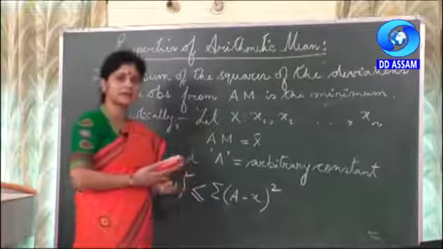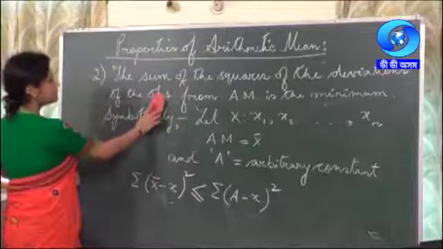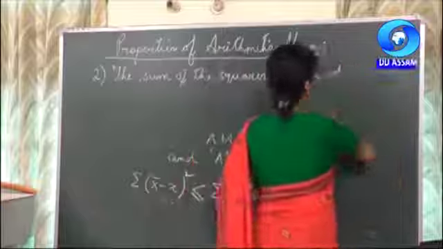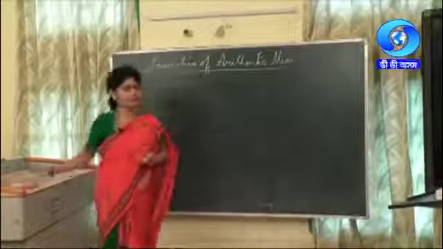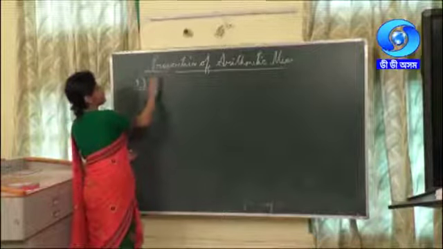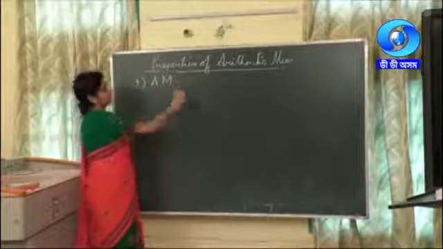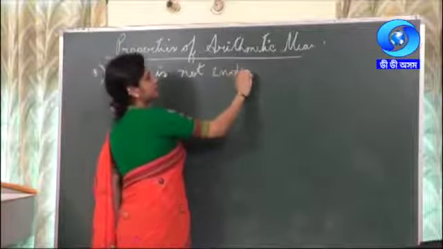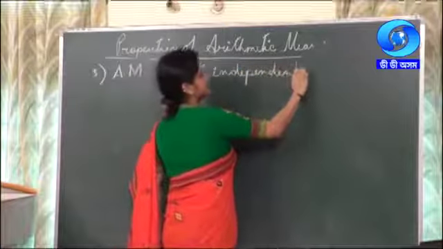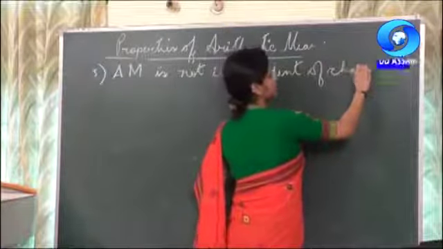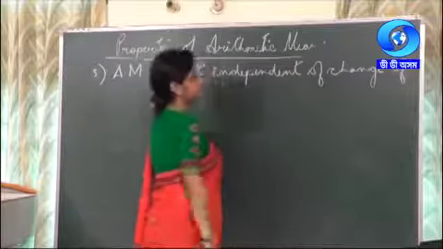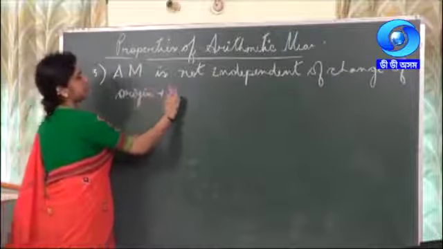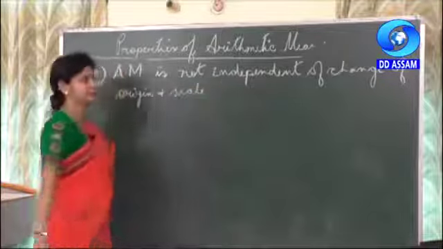I think the first two properties are clear to you. We move on to the third very, very important property of arithmetic mean. The third property says arithmetic mean AM is not independent of change of origin and scale. Very, very important property.